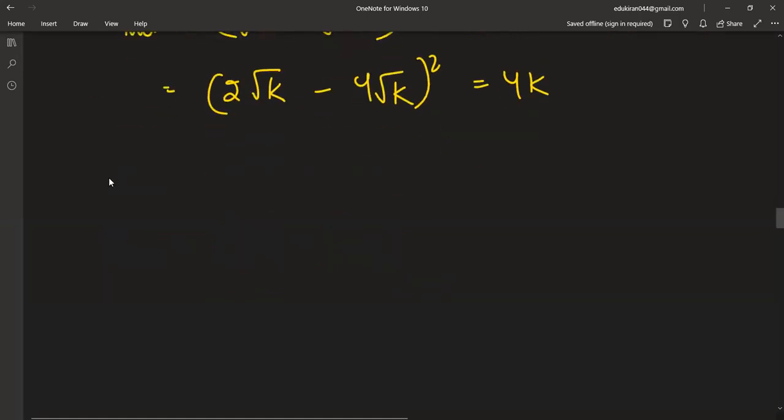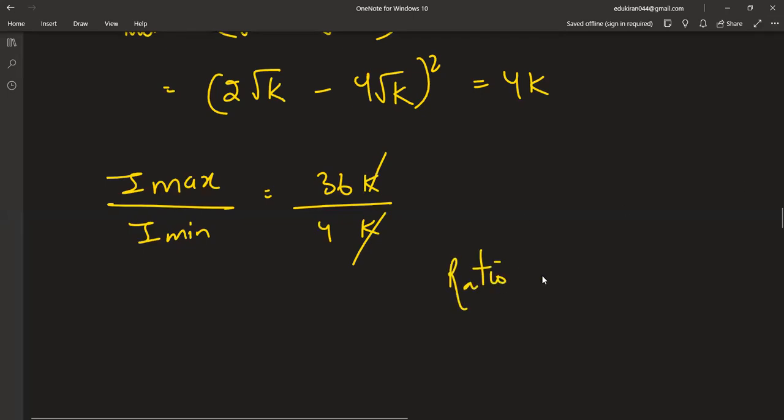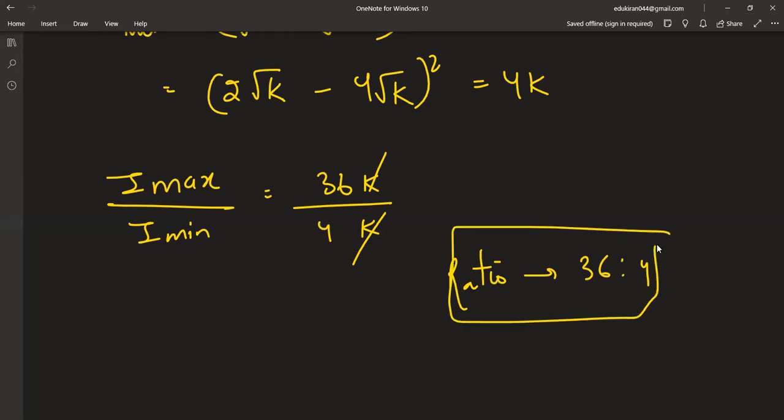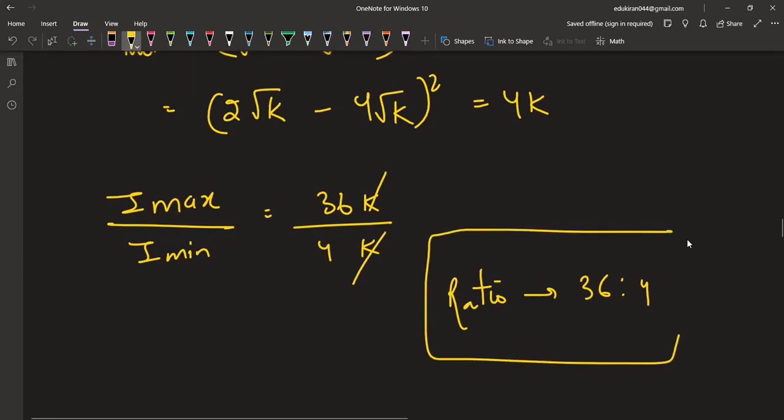So when we take the ratio of I maximum to I minimum, we get 36K by 4K. No need to reduce it, because the final ratio for us is 36 is to 4. Why am I saying do not reduce this? Because in this question, options are already given. You people have not written the question. That's why you must not be knowing this.